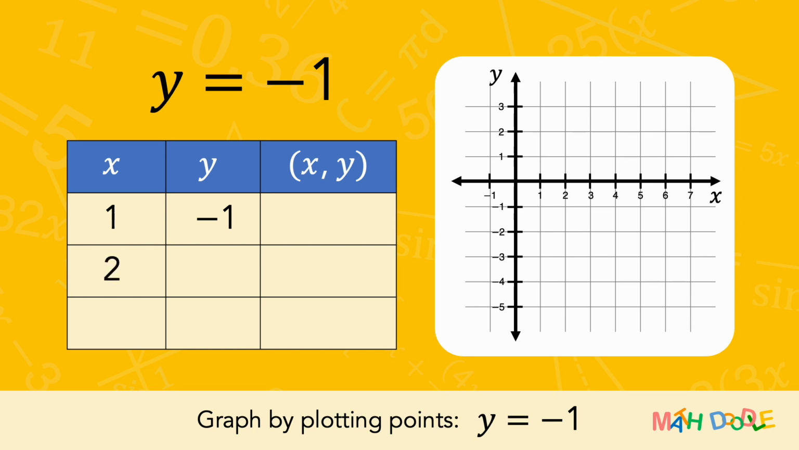When x is 2, y is -1. And, when x is 3, y is -1. These tell us that the line of the equation passes through the points (1, -1), (2, -1), and (3, -1). Now, let's plot these points in a coordinate system.